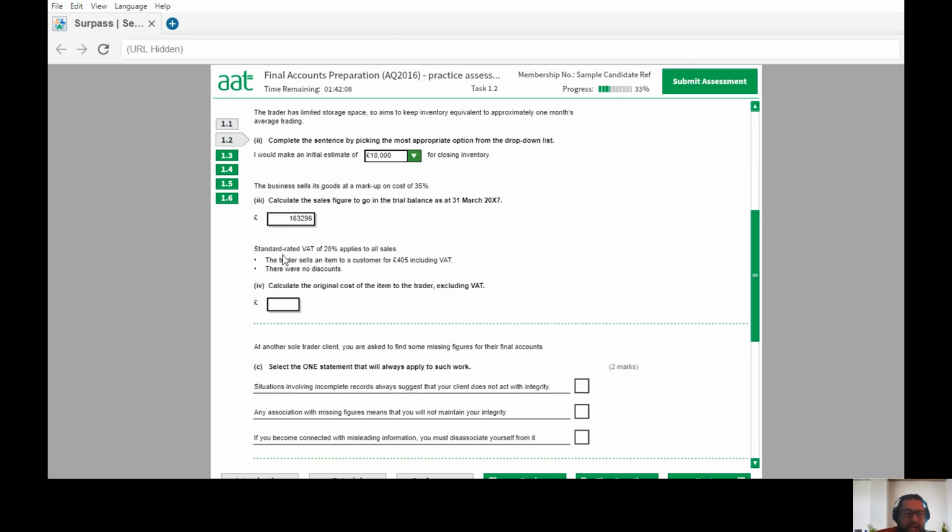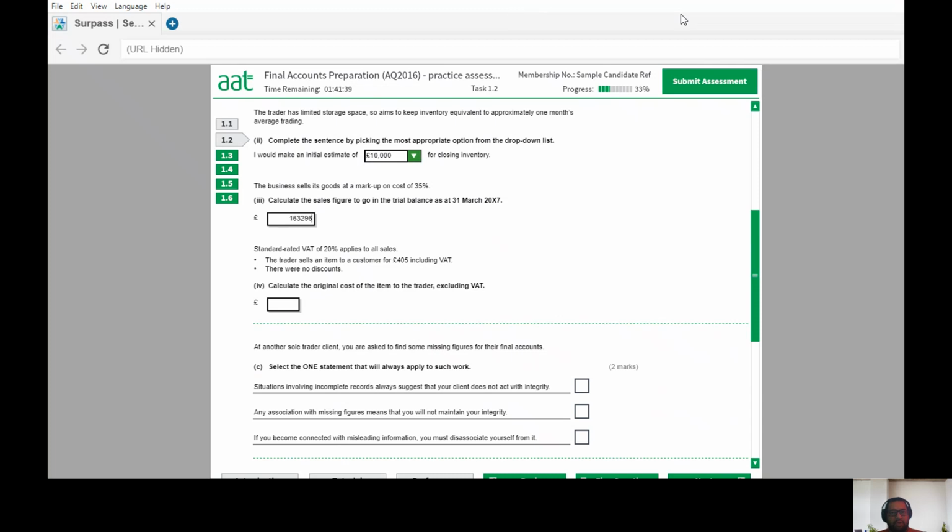And the next one is standard rate of VAT applies to all the sales. The trader sells an item to a customer for £305, including VAT. There are no discounts. Calculate the original cost of the item to the trader, excluding VAT. Okay, so here, what we're going to do is a reverse calculation with the given information we have now. So for that one, I need to bring up the spreadsheet again.